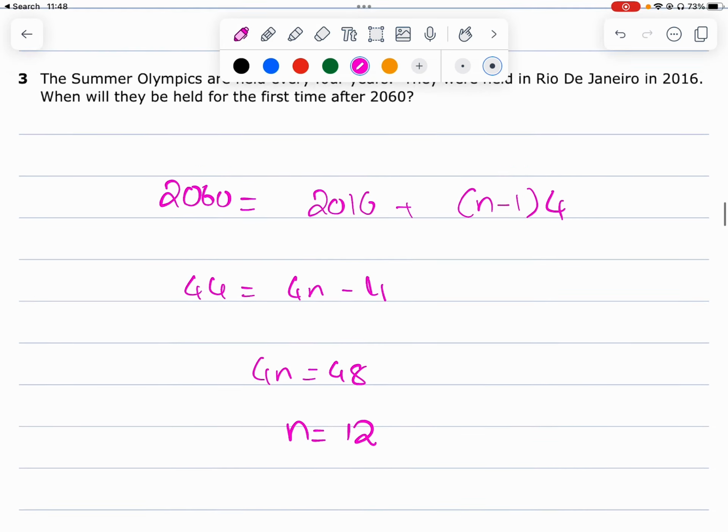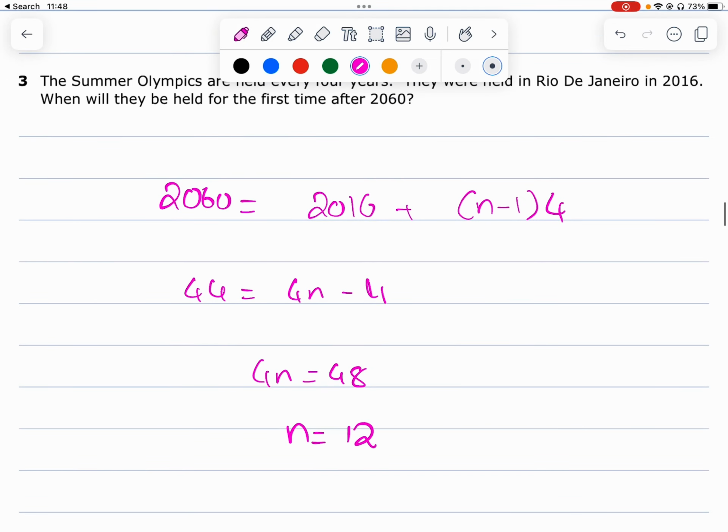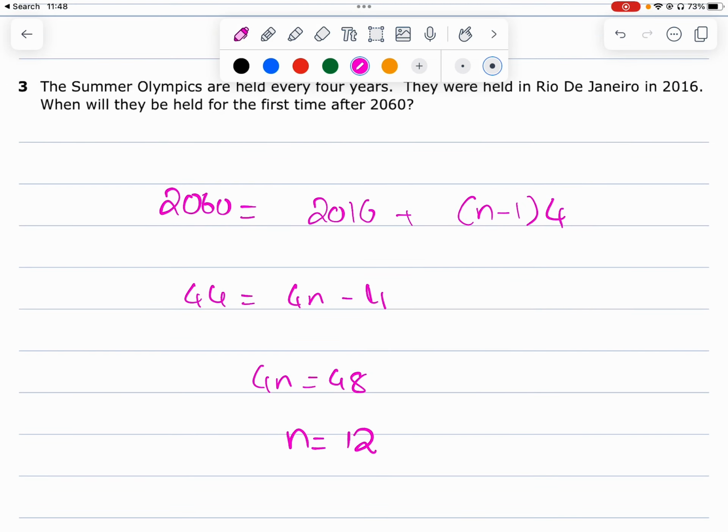So what is being asked? After 2060. Because we were able to get that n was 12, 2060 is exactly a year when it will be held. If we would have got n as some decimal number, then 2060 wouldn't have been possible. So my first intention was to find out whether 2060 is possible or not. I could find that n equals 12, so 2060 is feasible. So the next one will be 4 years after 2060, which will be nothing but what?